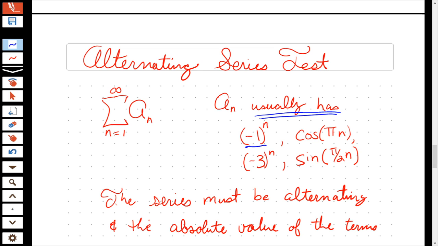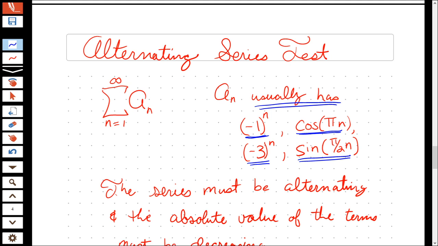It's like (-1)^n is probably the most common, but I've also seen cosine of pi times n, or sine of pi over 2 times n, or maybe instead of -1 there's a constant mixed in there to the nth power. Right?